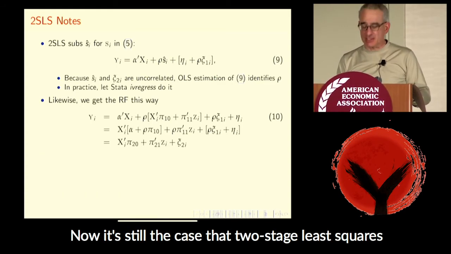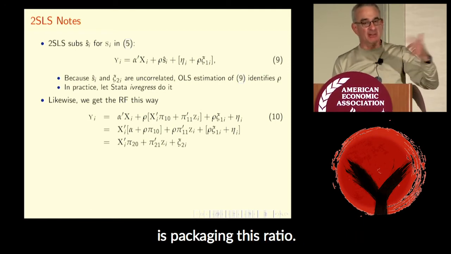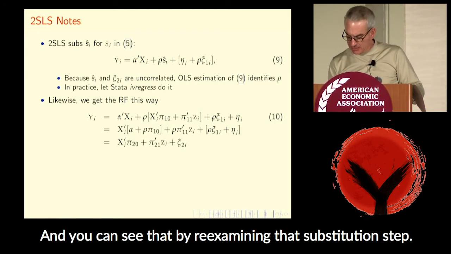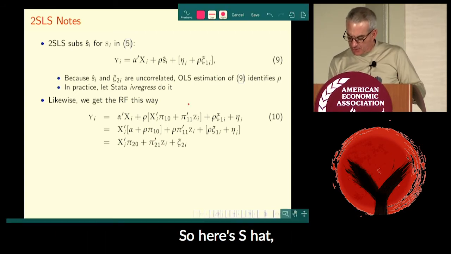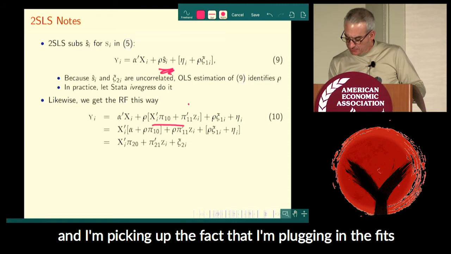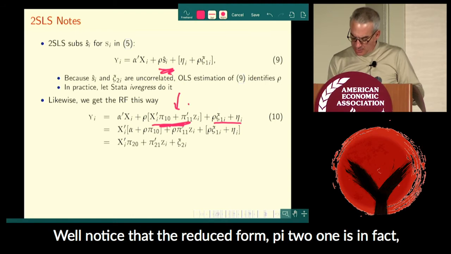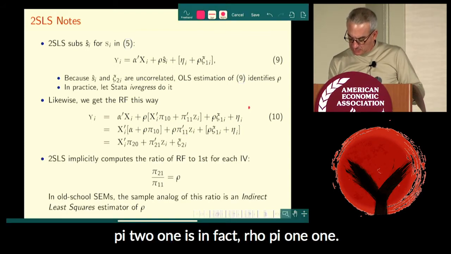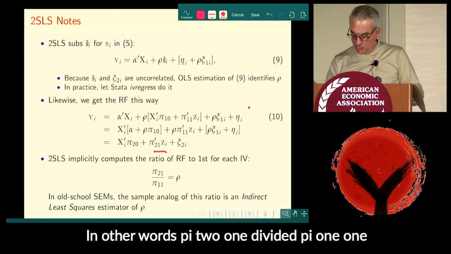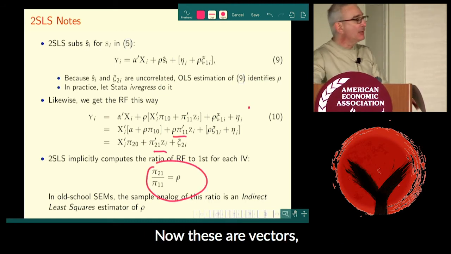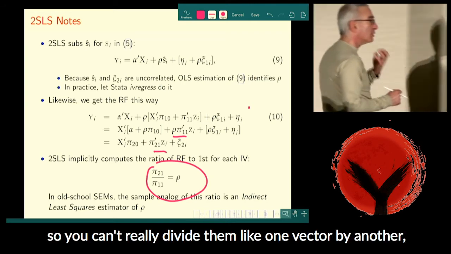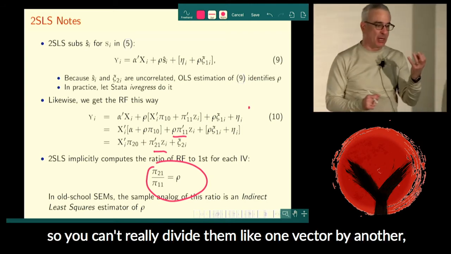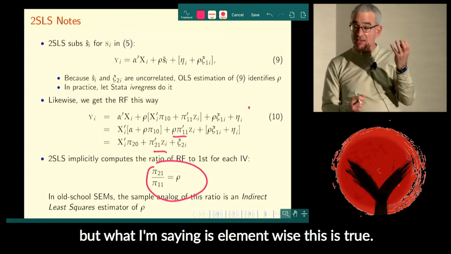Now, it's still the case that two-stage least squares is packaging this ratio. And you can see that by re-examining that substitution step. So here's the S hat, and I'm picking up the fact that I'm plugging in the fits, and then I have that residual there. Well, notice that the reduced form pi 2,1 is in fact rho pi 1,1. In other words, pi 2,1 divided by pi 1,1 is equal to rho. Now, these are vectors, so you can't really divide them like one vector by another. But what I'm saying is element-wise, this is true.